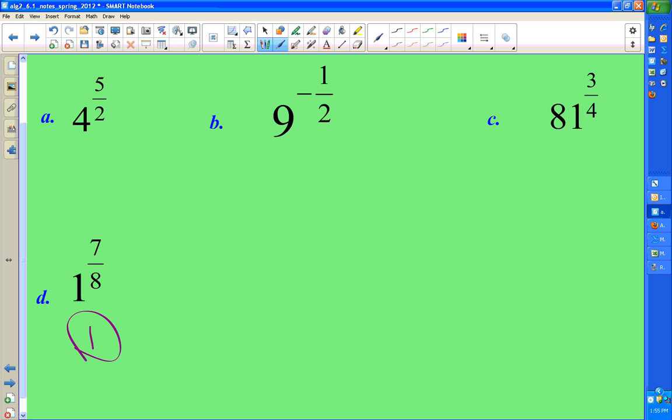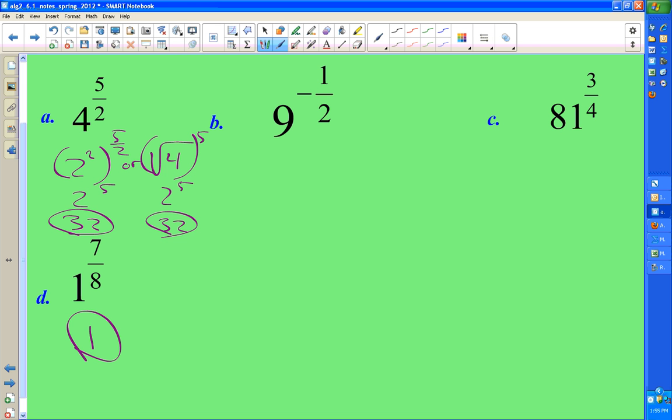Change 4 to 2 squared. Multiply your exponents gives you 2 to the 5th, better known as 32. The other way is to go radical, square root of 4 to the 5th, 2 to the 5th, 32. Doesn't matter to me. Radicals or rationals for this one? What should you do with B?